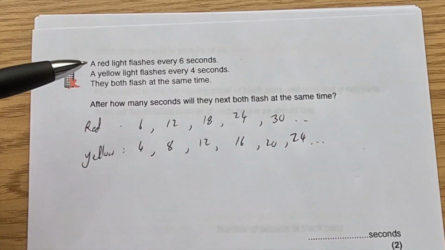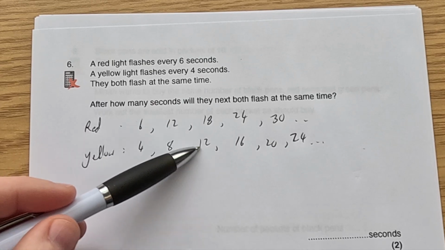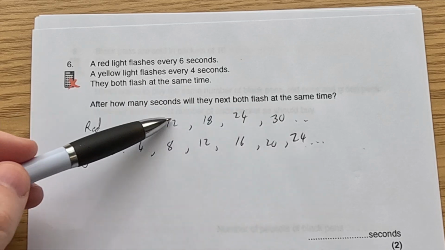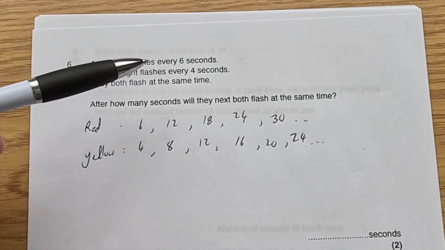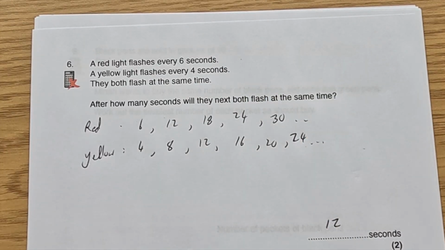on. And as you can see, they're both going to flash again at the same time after 12 seconds, because that's in both of the lists. They'll also flash again together in 24 seconds time, but in 12 seconds time, that'll be the next time that they'll both flash again at the same time. So the answer will be 12 seconds, and that's it.